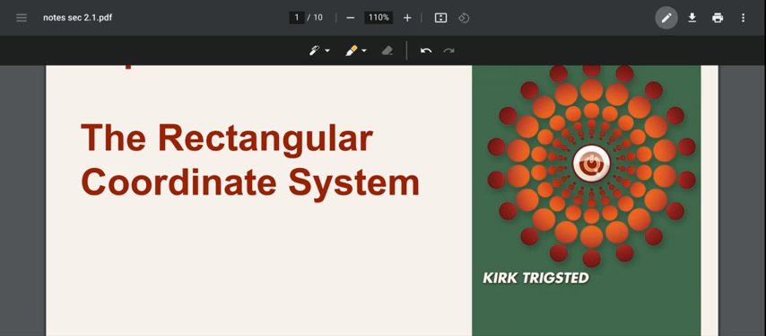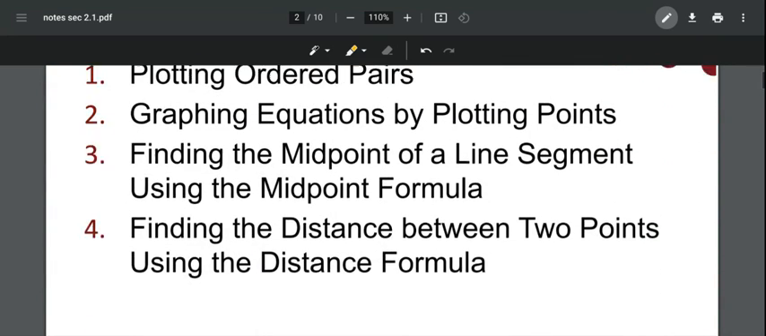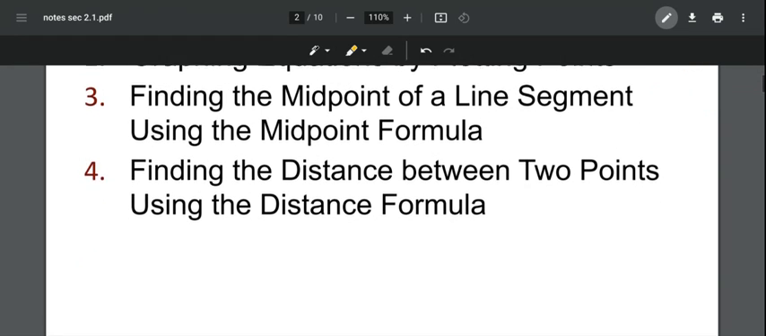Okay, so 2.1, let's start with the first objective, which is plotting points. Then we'll talk about graphing equations, finding the midpoint using the midpoint formula, and finding the distance using the distance formula.